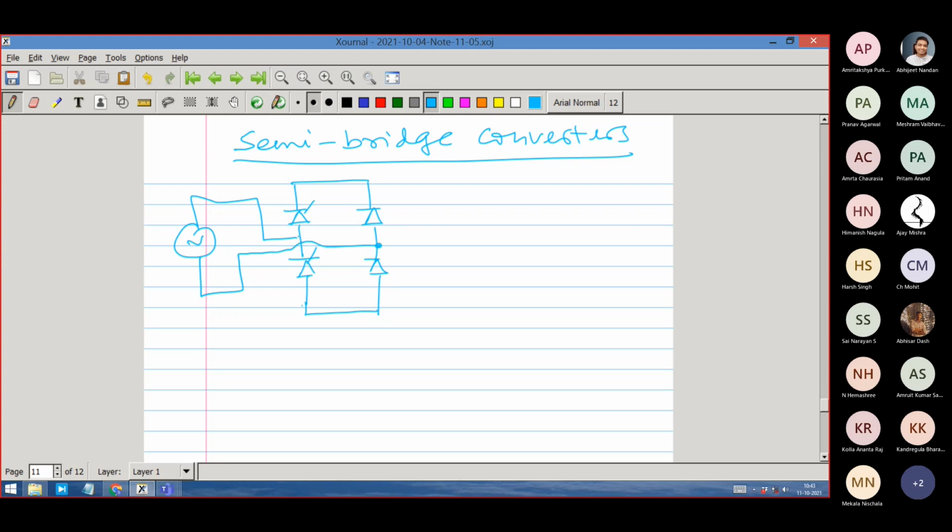Let us consider continuous conduction, and let us consider a current source on this side. Let us name the devices TH1, TH2, D3 and D4. Thyristor 1 is fired at an angle alpha. So what will be the thing?